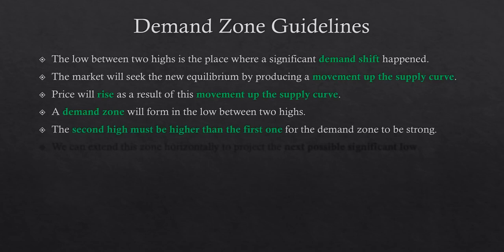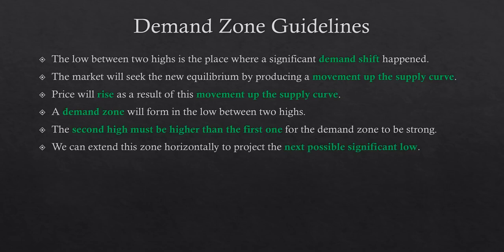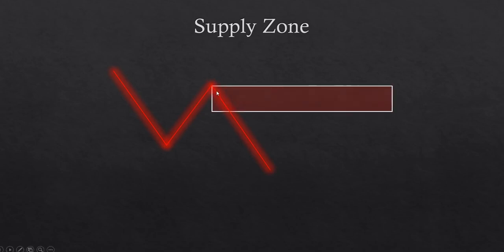We can extend this zone horizontally to project the next possible significant low. Let's now look at the supply zone example. In this illustration, you can see price going down. The high that is formed between two lows is where the supply zone will be. In other words, a supply zone will be near a high.